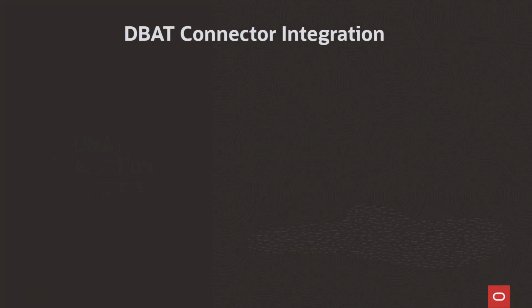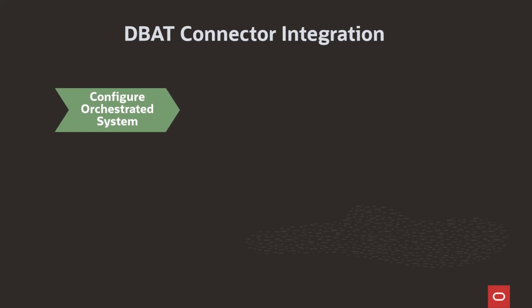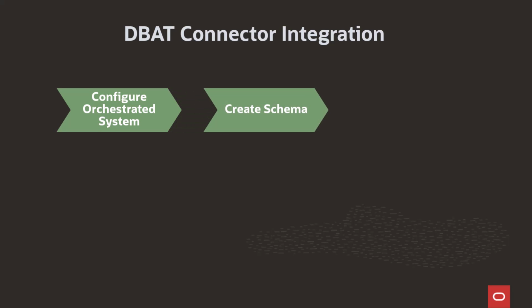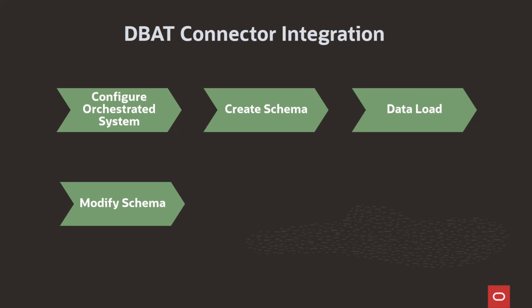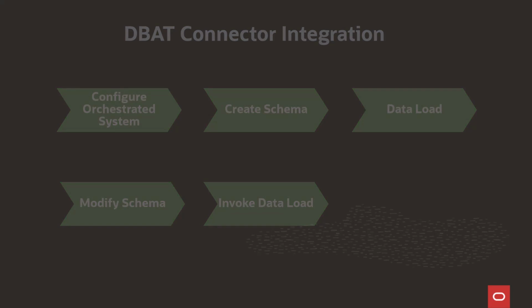To integrate the Database Application Tables Oracle connector, you configure the orchestrated system, then create the schema, load the data, modify the schema, and then invoke the data load. We'll dive into all these steps in more detail in the upcoming videos.